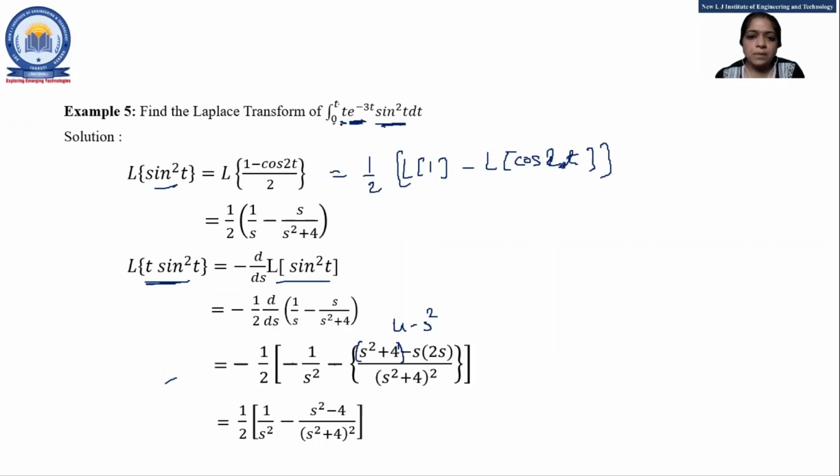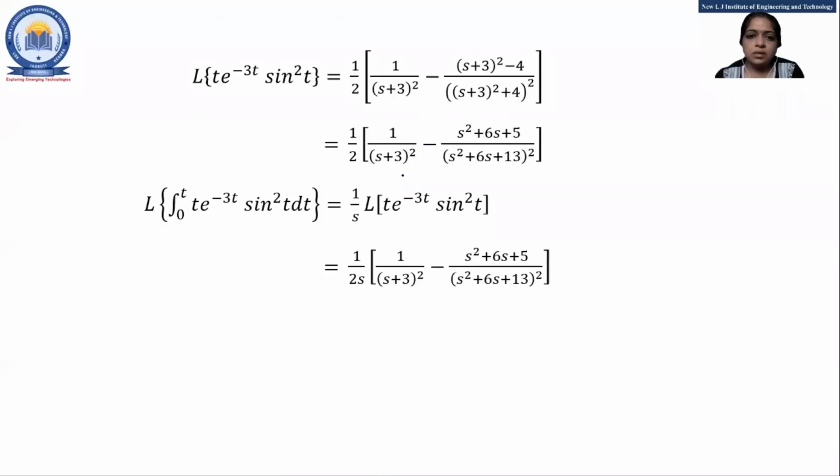But my question is the Laplace of t e raised to minus 3t into sin square t. So I am applying the first shifting theorem again. That is 1 by 2, (1 upon s plus 3 whole square minus (s plus 3 whole square minus 4) upon (s plus 3 whole square plus 4) whole raised to 2). After simplification, this is s square plus 6s plus 9 minus 4, that is 5. And in the denominator, s square plus 6s plus 9 plus 4, that is 13. So this is the Laplace of t e raised to minus 3t sin square t.